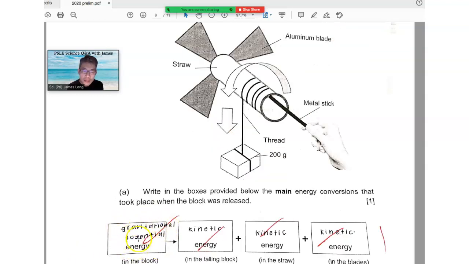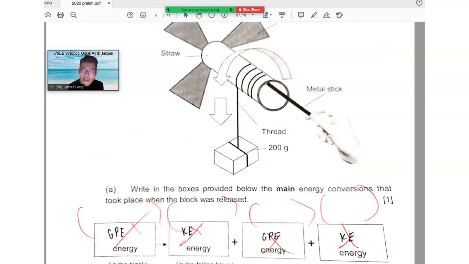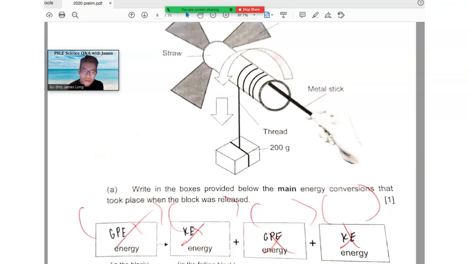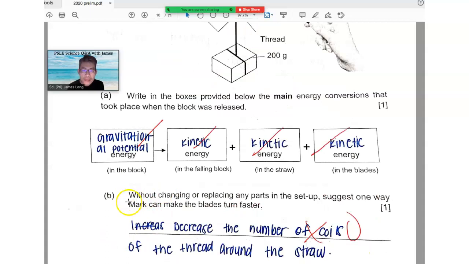So GPE in a block converts to KE in the falling block, plus KE in the straw, plus the KE in the blades as they move. Of course, if you identify the answer wrongly, then there's no partial mark for this kind of question. So you get only full marks or 0. Then part B, again another conditional statement. Without changing or replacing any parts in the setup, suggest one way Mark can make the blades turn faster.